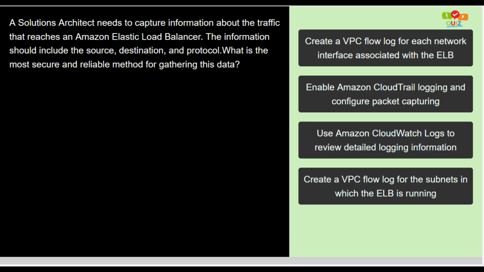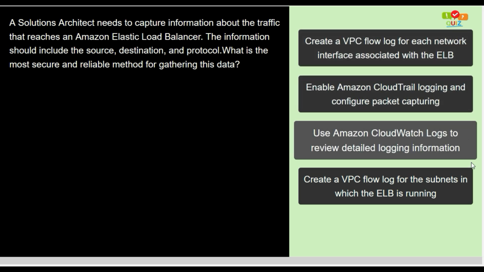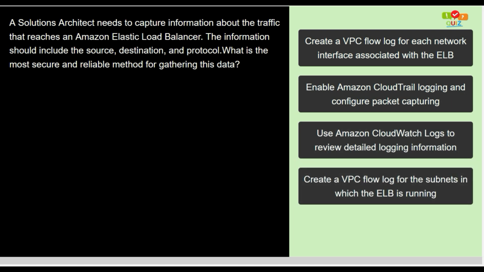A solutions architect needs to capture information about the traffic that reaches an Amazon Elastic Load Balancer. The information should include the source, destination, and protocol. What is the most secure and reliable method for gathering this data? So you have four options. Option 1, option 2, option 3, and option 4. Okay, you'll again have 10 seconds to answer this question. Your time starts now. Time up. Now let us analyze the answers.